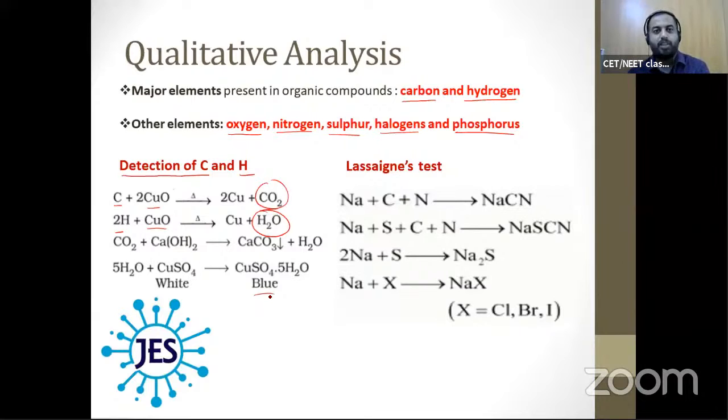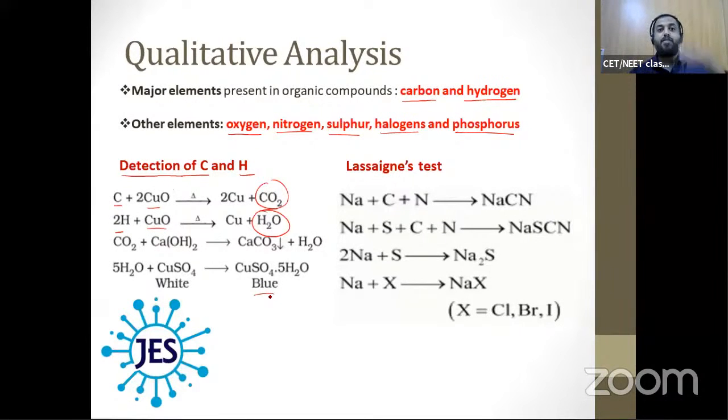Heat the organic compound with cupric oxide. If carbon and hydrogen are present, you'll have carbon dioxide and water formed. How to detect carbon dioxide and water? Carbon dioxide is detected using lime water. Water can be detected using copper sulfate. Okay? Yes. That is how you detect carbon and hydrogen.